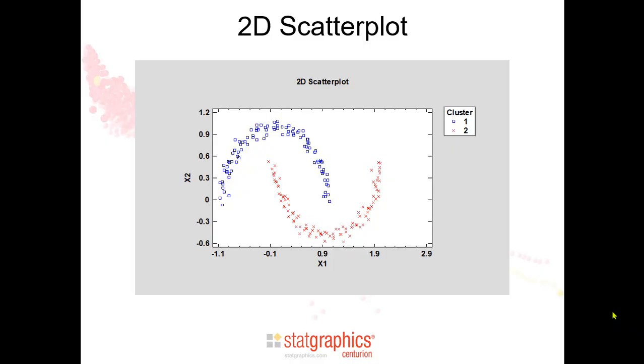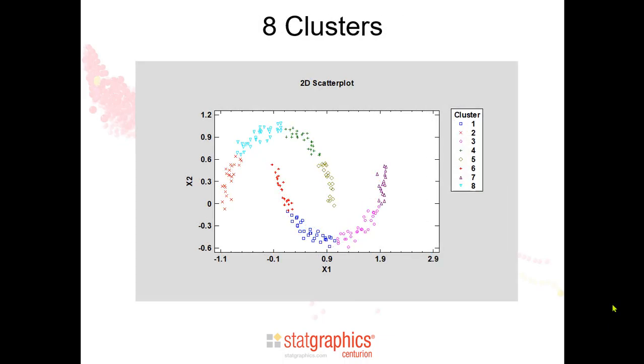The best way to judge how well the algorithm has worked is to look at the 2D and 3D scatter plots. Here you see that spectral clustering has perfectly identified the two crescents in this particular data. For fun, I also asked the spectral clustering algorithm to divide the data into 8 clusters. It gave me this very reasonable result.